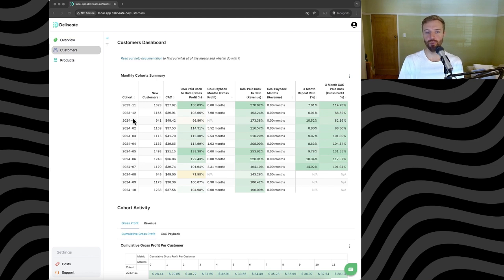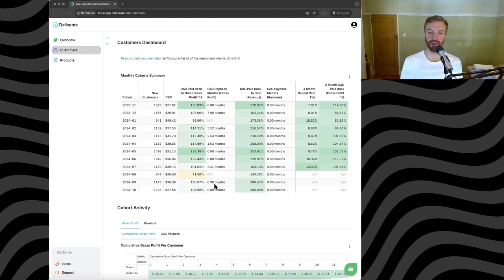Okay, so we can see that we have a cohort summary. A cohort is defined by when a customer became a customer. When did they make their first purchase? And I can see that, let's say in July of 2024, I acquired a group of customers. On average, it cost me $39.74 to acquire that group of customers. And after 2.31 months, they had contributed more gross profit than I had paid in customer acquisition cost, so they then became a profitable customer.